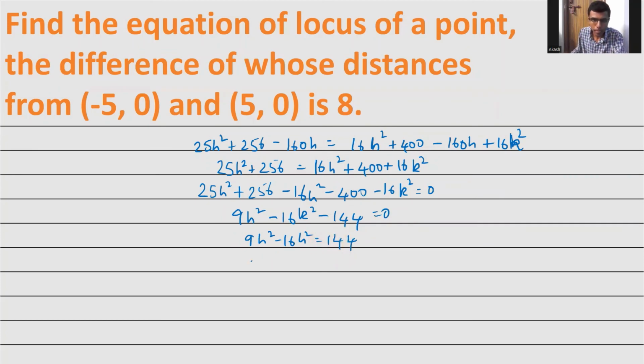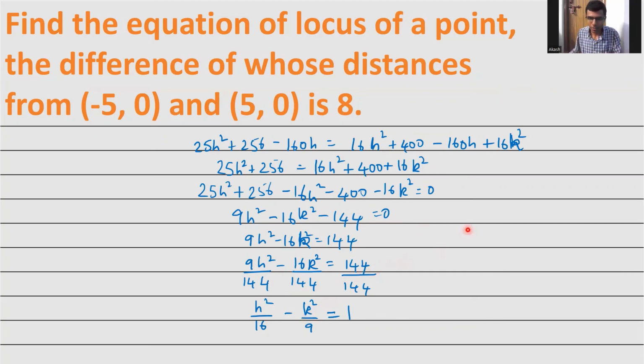9h square minus 16k square. Okay, I wrote it as h. Yeah, sorry guys, another mistake in this video. I think I'm making some mistakes, so please forgive me. By 144, but I'm correcting them on the spot only. So here 9 ones are 9, 16s are 16, so I'll be left out with h square by 16 minus k square by 9. Okay, 16 ones are 16, 9s are 9, is equal to 1.